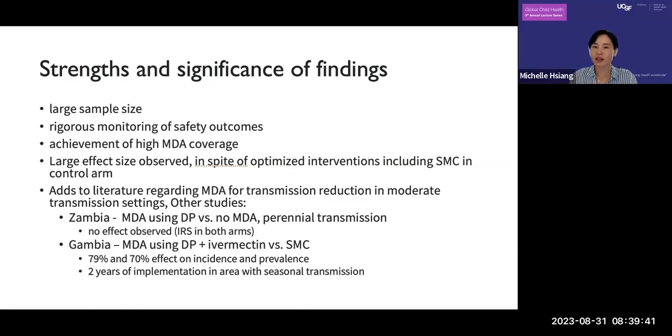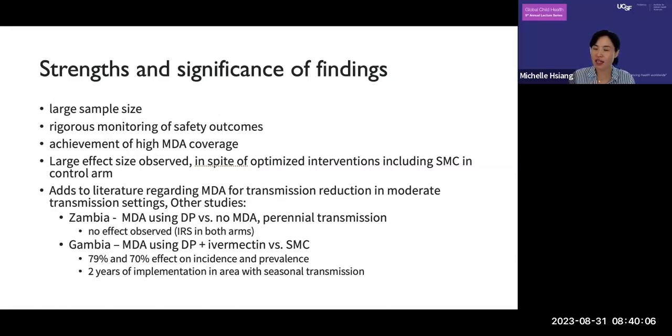And this adds to the literature for MDA as a potential intervention in a moderate transmission setting to reduce transmission. There's only 2 other cluster randomized controlled trials of MDA in moderate transmission settings that the WHO has reviewed and taken into consideration. There was one from Zambia, and that's an area where it's more perennial, and they used dihydroartemisinin-piperaquine compared to no MDA.